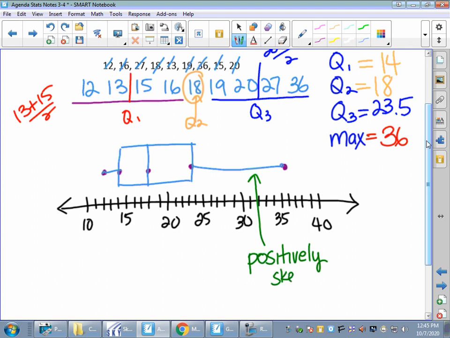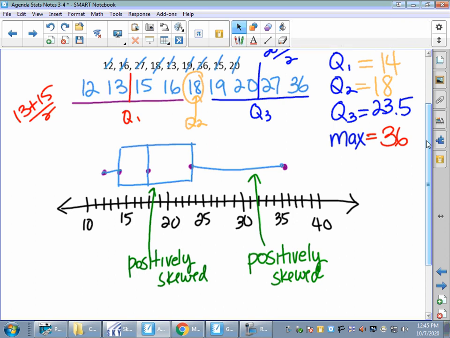When you look at the box, that's the easy one to see. When you look at the box, does the box also sort of support that? Well, it looks like my Q2 or my median is a little bit to the left of center. So that also supports a positive or right skewed. Typically, those two things will be in agreement. If they're not, there's often an outlier, and we'd probably end up doing our interquartile range and then going from there. So that is our box and whisker plots and our 5-number summary.